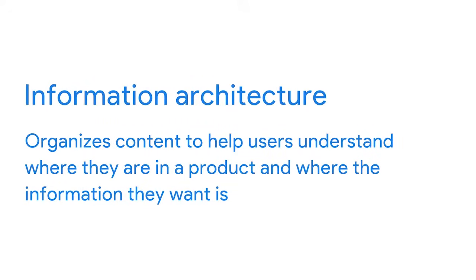It's time to start thinking about how your website should be organized to best meet your users' needs. This is called the information architecture of your website design. You may recall from an earlier course in this program that information architecture, or IA, organizes content to help users understand where they are in a product and where the information they want is. Effective information architecture is key to creating a seamless user journey.